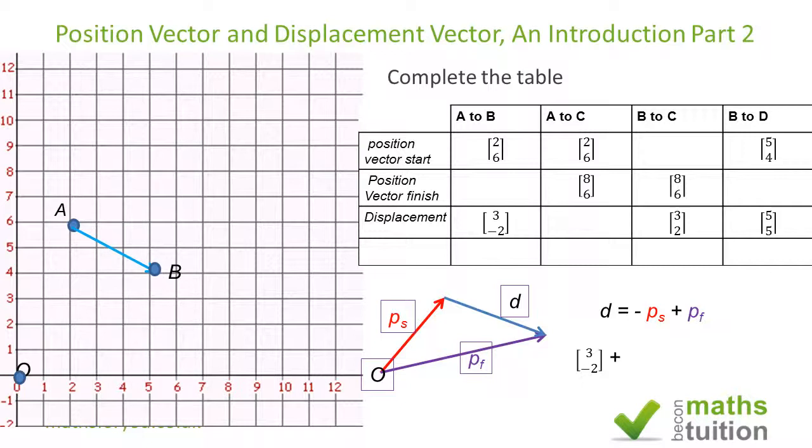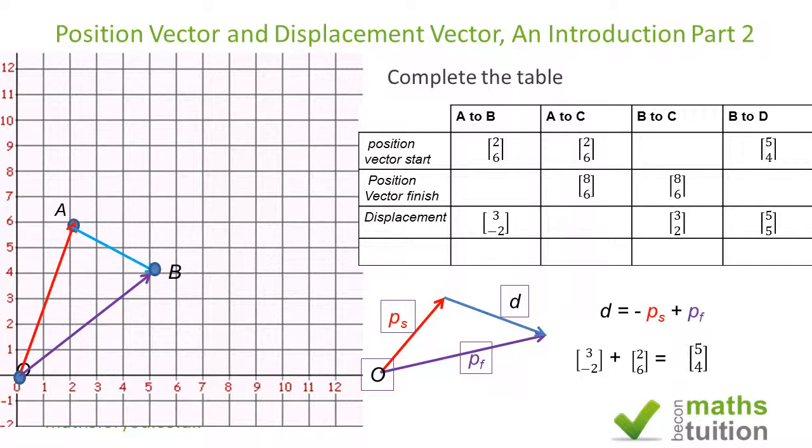We require to find the position vector at the finish, so we want to find P_F. If you make P_F the subject, P_F is equal to the displacement plus the position vector at the start. So now we add (2, 6), and 3 plus 2 gives us 5, and -2 plus 6 gives us 4, so we end up with (5, 4).